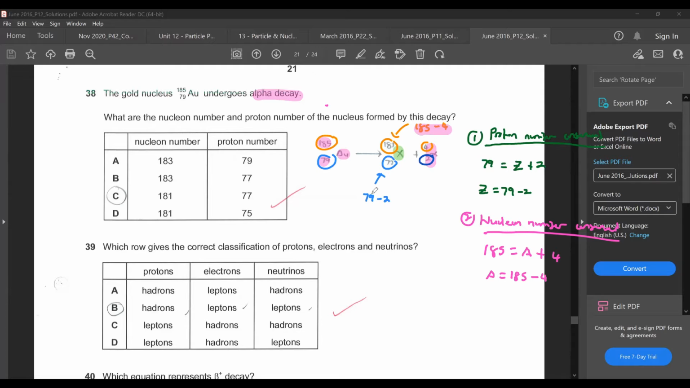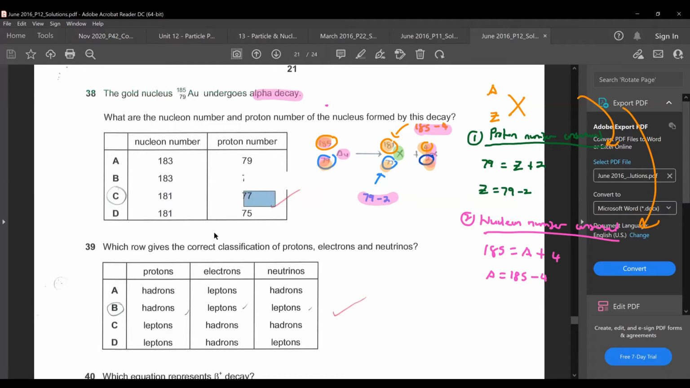This is 185 minus 4, this one is 79 minus 2. Okay, I can probably just write it like this. Let's just say I assume X has a nucleon number of A and a proton number of Z, this is my full working. But usually you don't need to write to that level. If you do your questions frequently enough, you will notice that whatever is here is actually the difference between these two here. Okay, so your resulting nucleus is 181 nucleon number, 77 proton number.